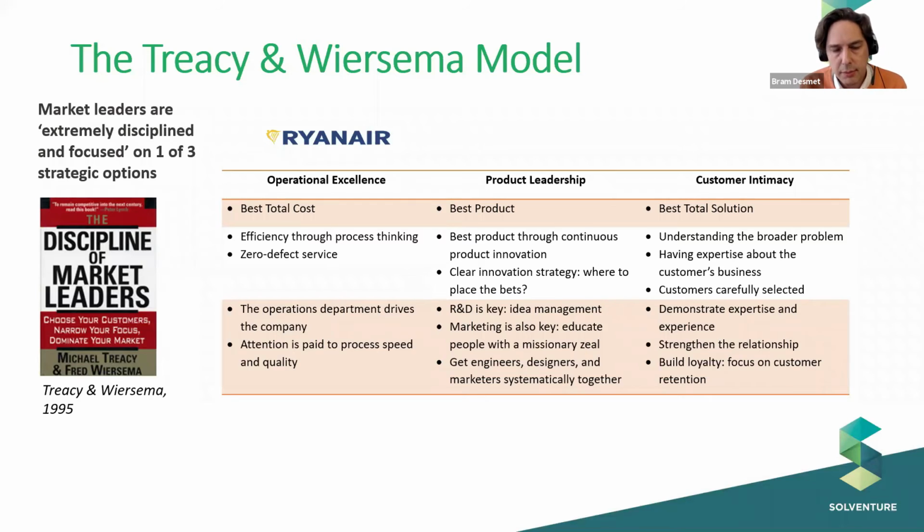They have only one type of airplanes, which lowers the total cost of maintenance. They try to minimize the turnaround time on the ground. An airplane only brings in money if it's flying, not when it's on the ground. So they try to really minimize the time on the ground of the airplanes, and that relentless focus on lowering the cost and increasing the efficiency, well, that has brought them to the position where they are.